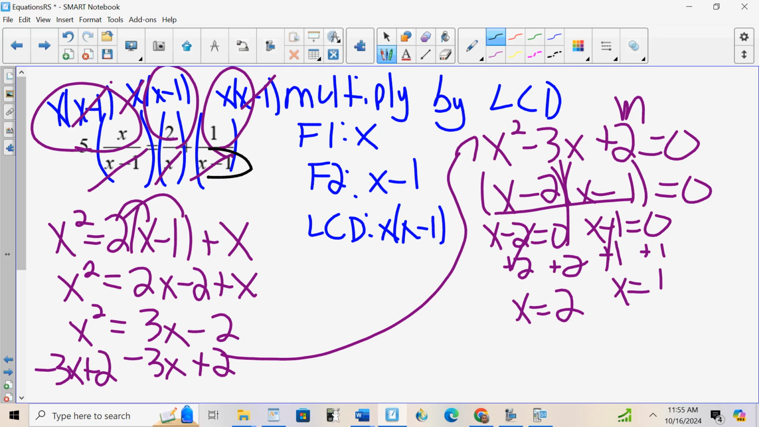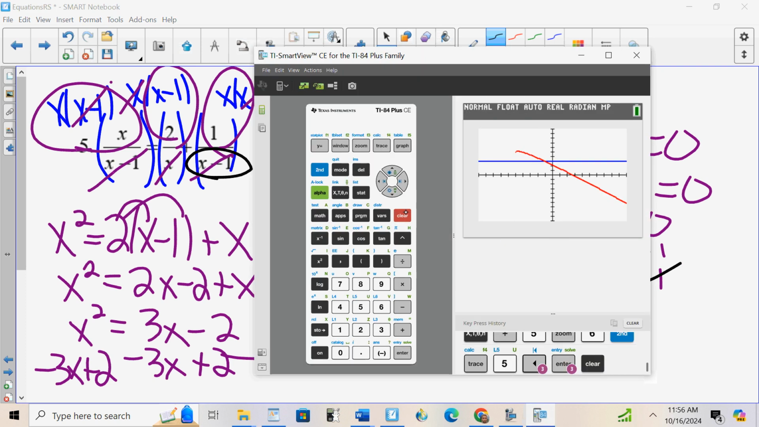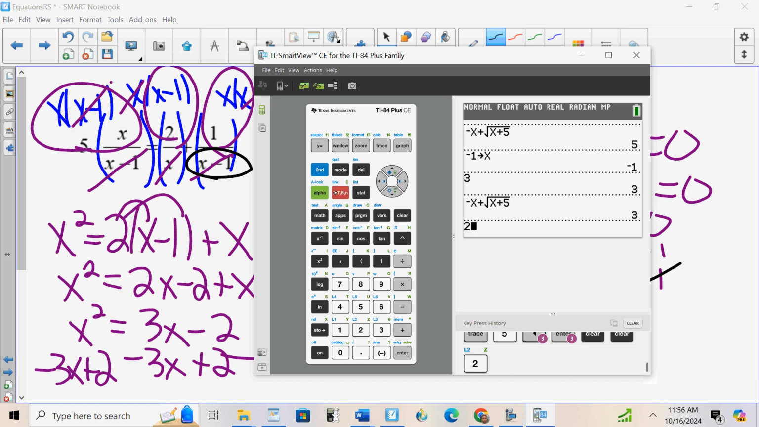1 will make this 0, so I know that 1 won't work. 2 won't, so 2 is good. But I can do a full check. Might as well. 2 store as x.